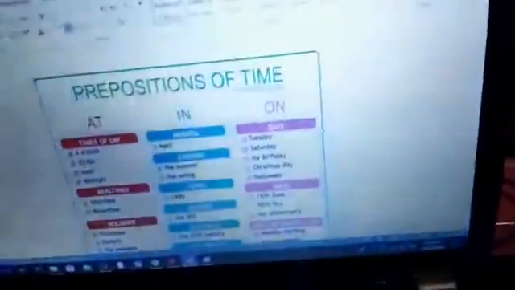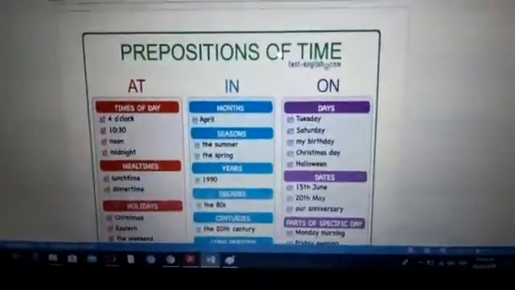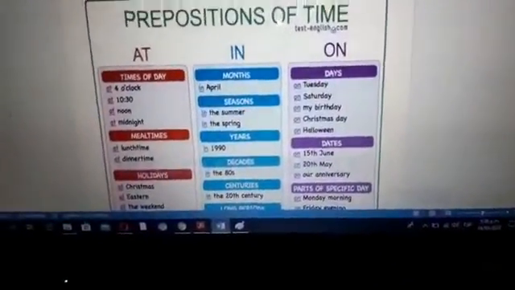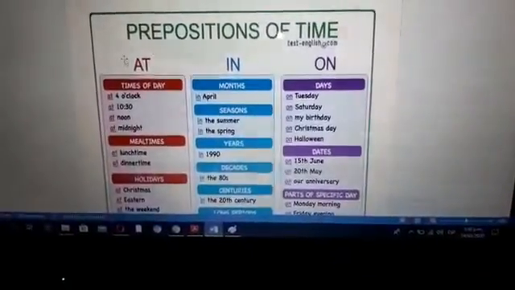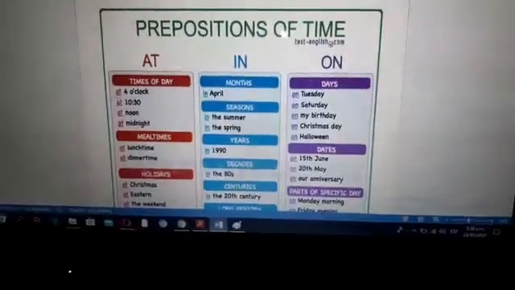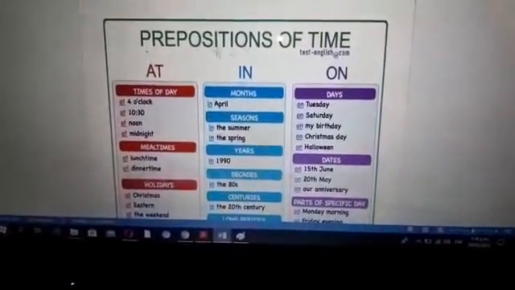Ok, let's go. We have the prepositions of time. Actually, we have three types of preposition. We have at, we have in, and we have on. Those three types of preposition.